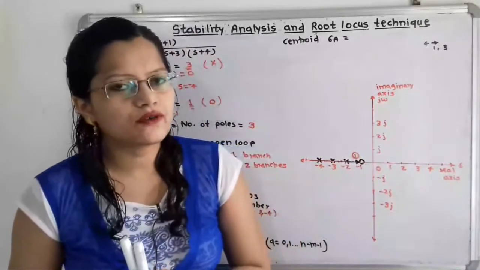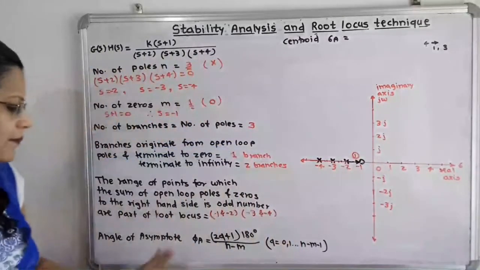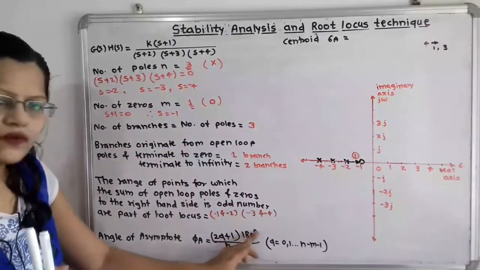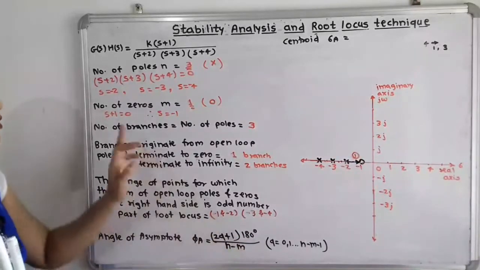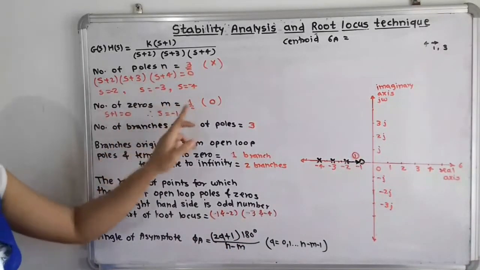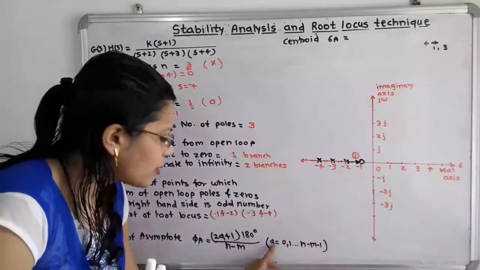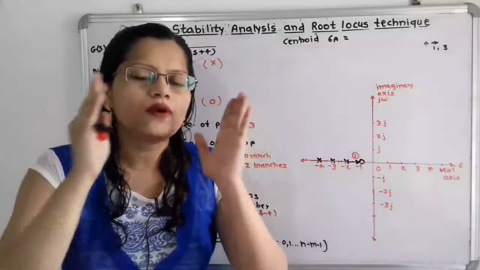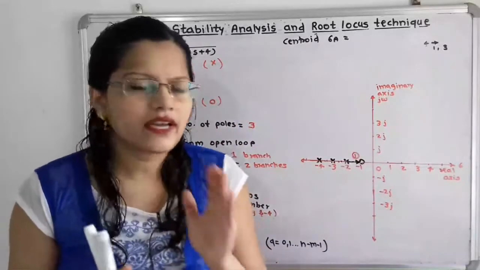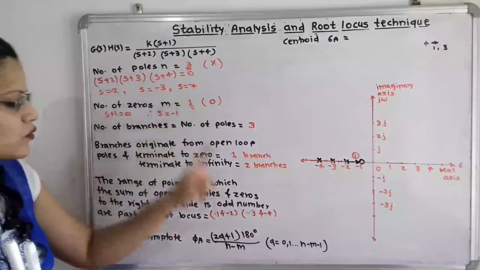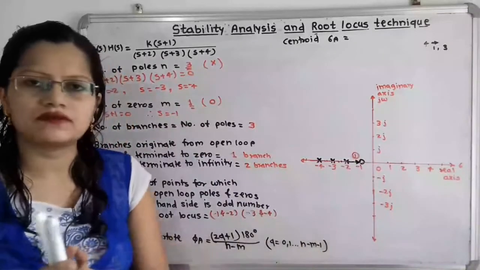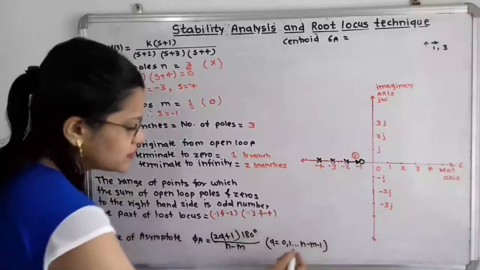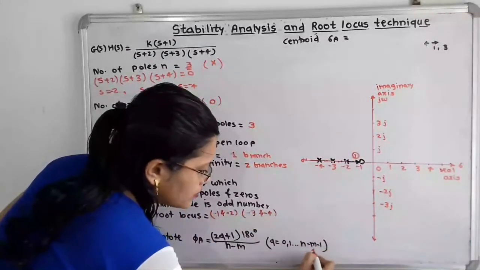Now first we are going to calculate the angle. So what is the formula? The formula is angle of asymptote phi A is equal to (2q plus 1) into 180 degree divided by n minus m. So n minus m, we know that 3 minus 1, that is 2. Now how to find the value of q? The q value we have to start from 0, 1, 2 up to n minus m minus 1. So here n is equal to 3, m is equal to 1. So what is the value of n minus m minus 1? That is 3 minus 1 minus 1, that is only 1.